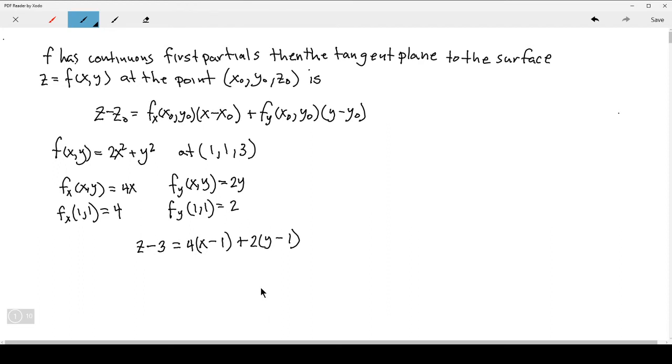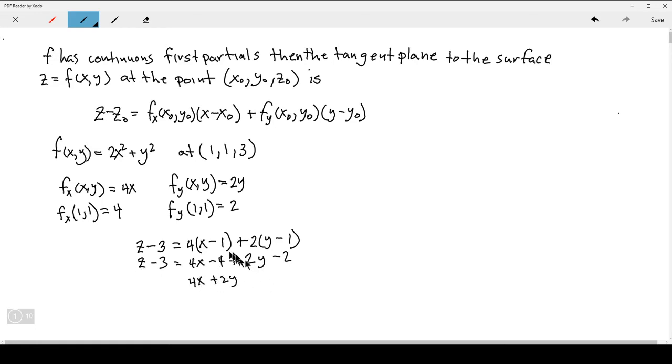If I want to, I can do the algebra to put this into the form that I'm used to seeing a plane in, which I guess I'll do. Why not? It's going to be a short video. I might as well waste a little bit of time. So 4x minus 4 plus, of course, this is where I'm most likely to make a mistake. I'll be careful. So we get 4x plus 2y.